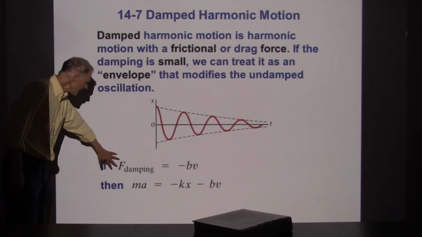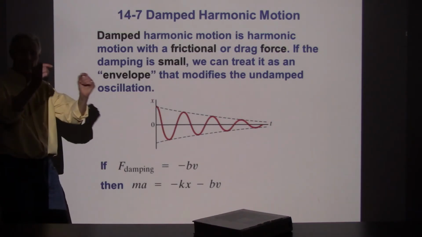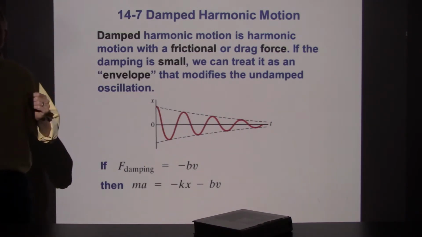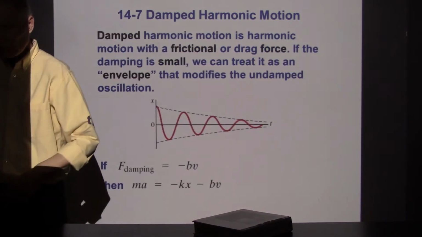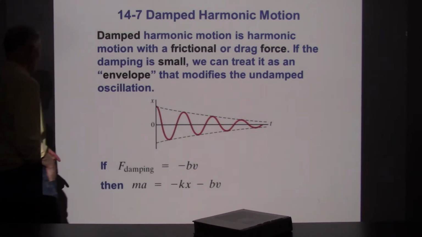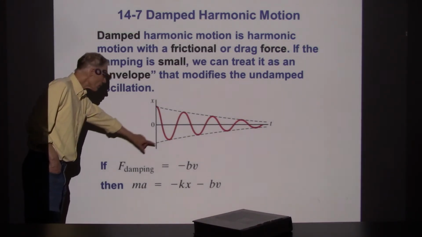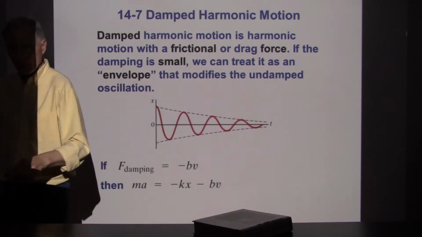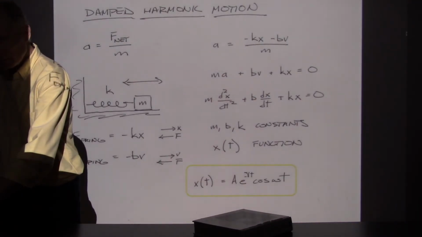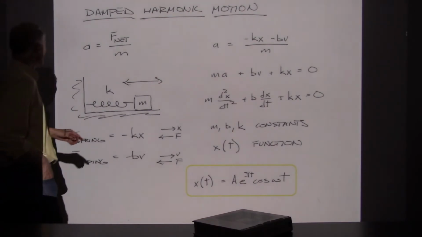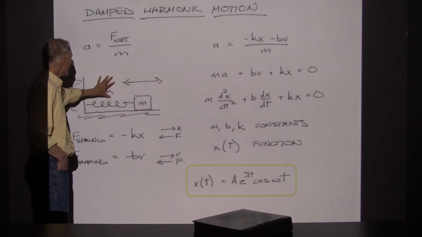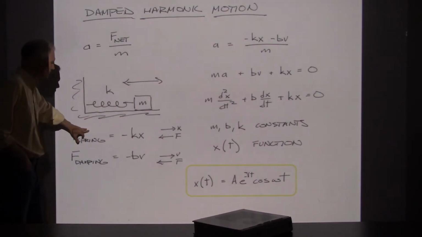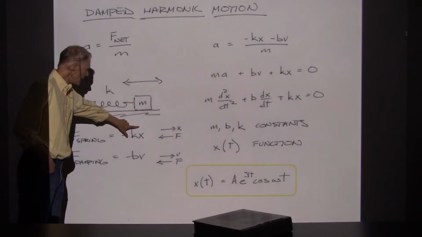So we're going to introduce a damping force. We're going to say that as the object oscillates back and forth, we are going to have a force that opposes the velocity. Let me see if I've got a diagram. There we go. So here's the mass, here is k. There is a force coming from the spring, which is negative kx.